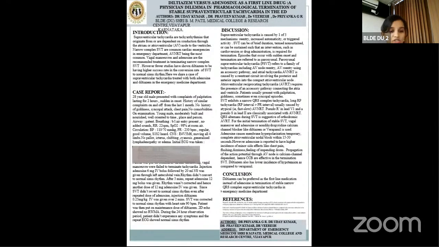Post diltiazem, the patient did not go into hypotension and BP was still maintained at 110 by 70 mmHg. The 2D echo revealed no regional wall motion abnormalities. During the next 24-hour observation period, the patient did not experience any palpitation or have any other symptoms, and his ECG showed normal sinus rhythm.